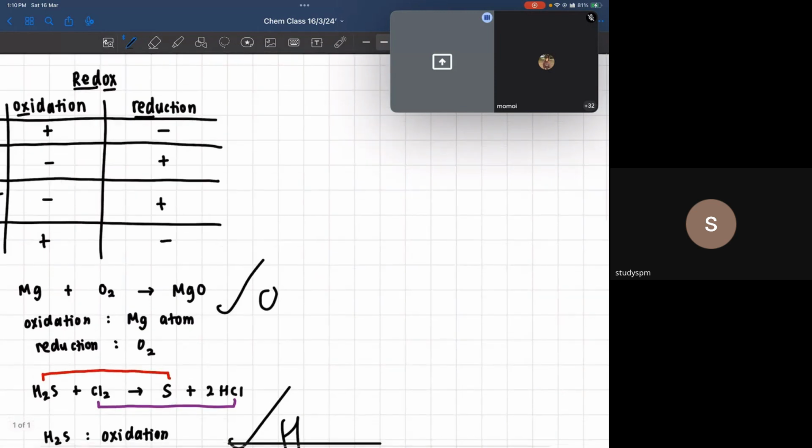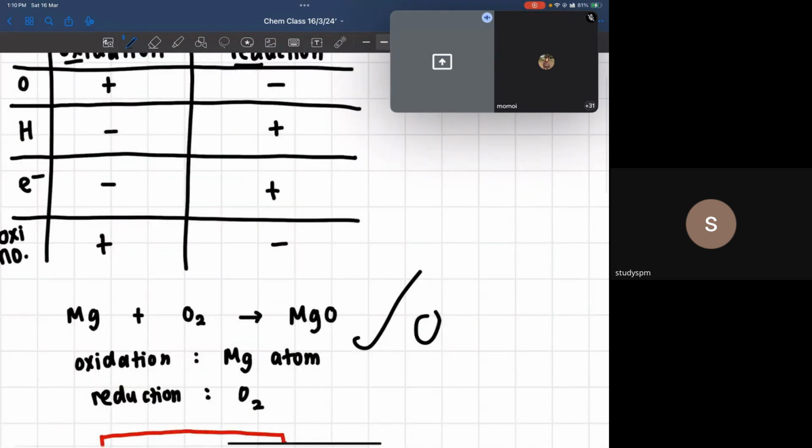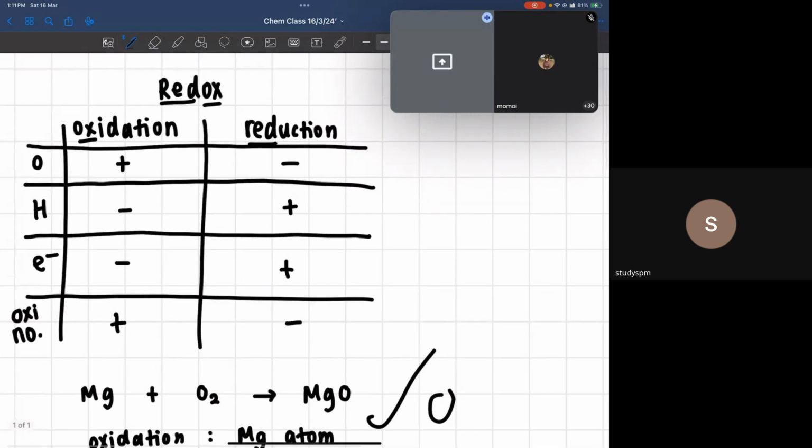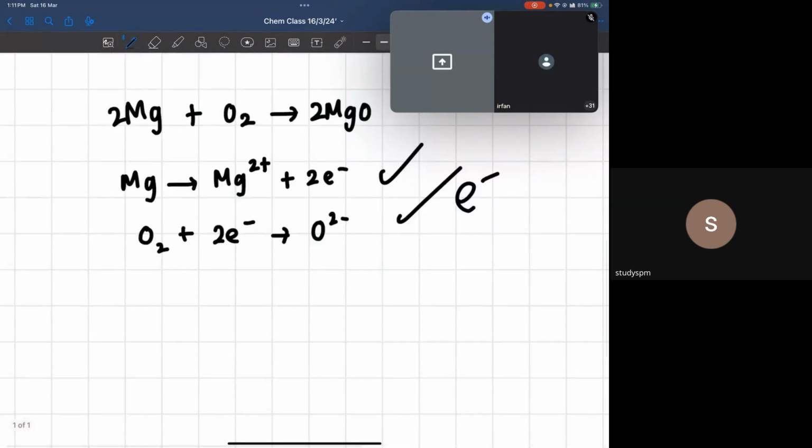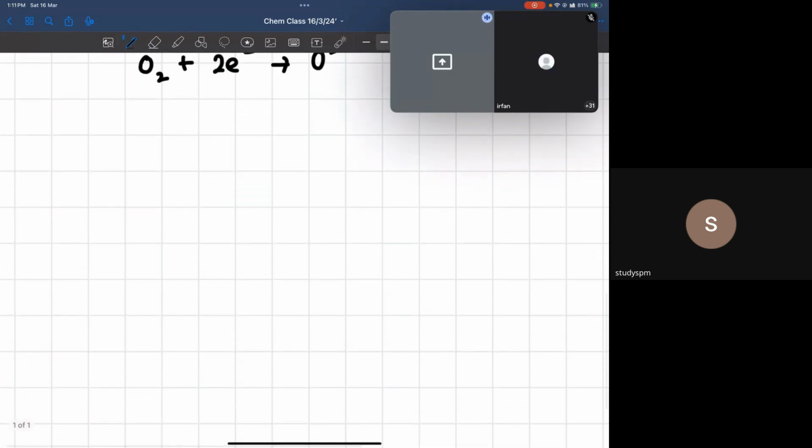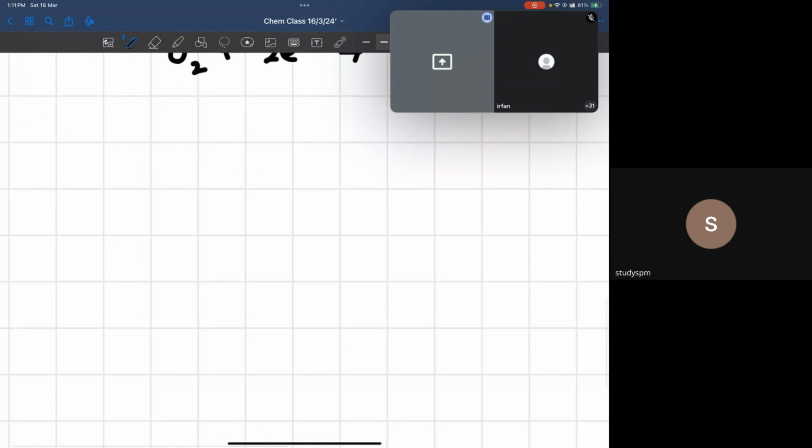The oxidation number, this one is very easy. But first of all, we need to know how to calculate the oxidation number. First of all, we need to know that for an atom, the oxidation number is 0. Let's say magnesium. Why 0? Because there's nothing else here. And chlorine gas also 0. Why? Because there isn't anything else here.